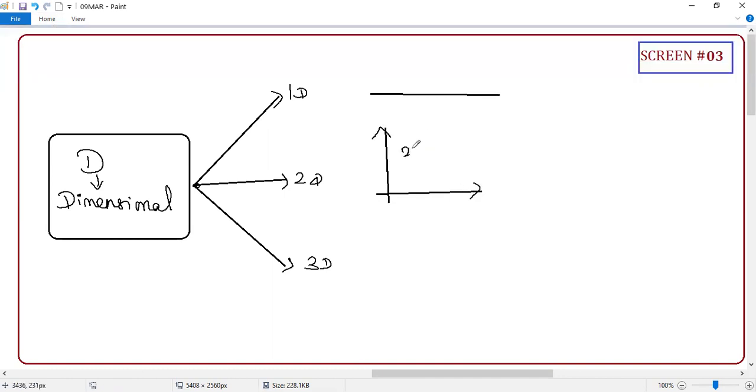In coordinate geometry also I explained. This is a 2D plane. If you put a point on a line, it can move left and right, only one direction. But here in the plane, the point can move left and right and up and down. Okay. And we are going to have 3D, students.